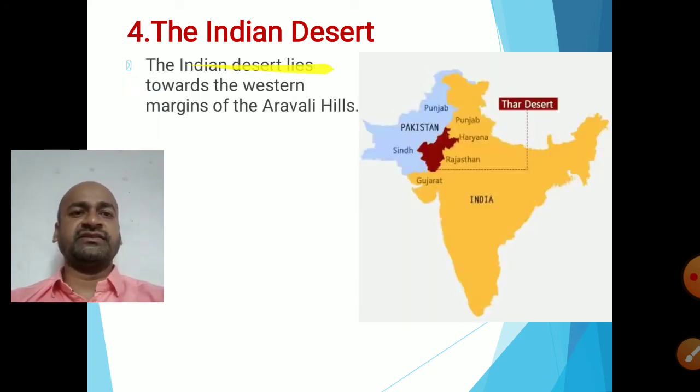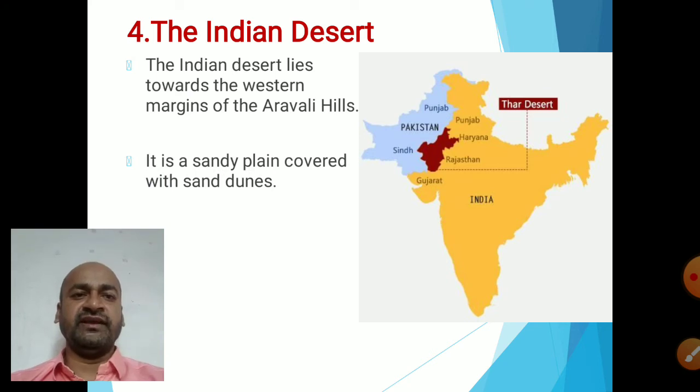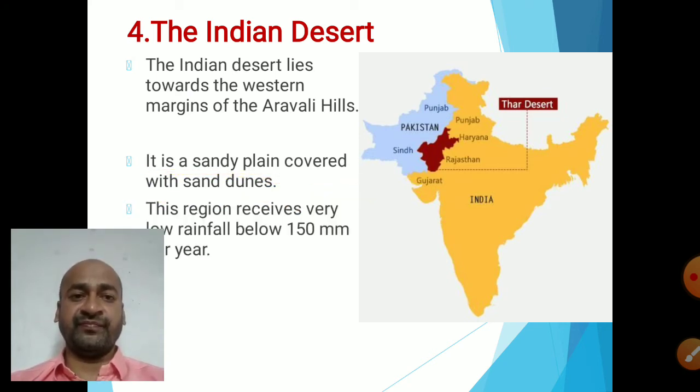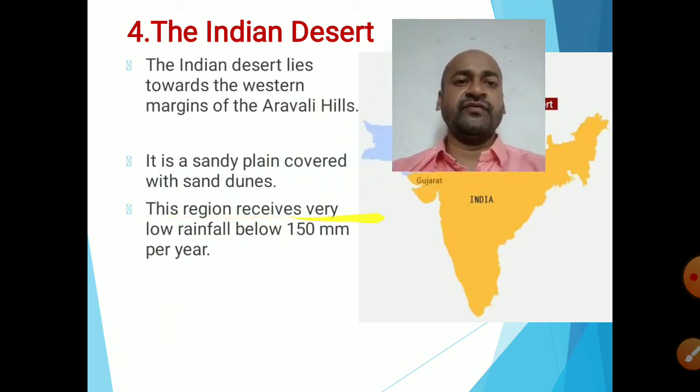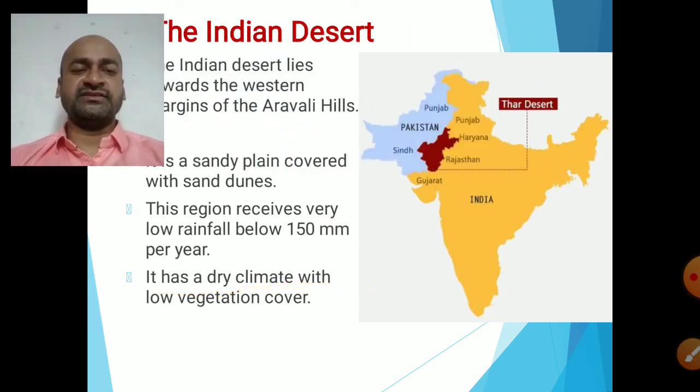The Indian deserts lie towards the western margin of the Aravalli hills. It is a sandy plain covered with sand dunes. This region receives very low rainfall, below 150 millimeters per year, and has a dry climate with low vegetation cover. Cactus, thorny bushes and plants are especially found in these regions.